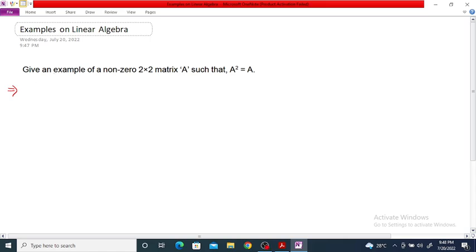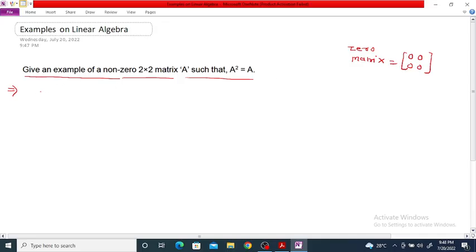Examples on linear algebra. First example: give an example of a non-zero 2 by 2 matrix A such that A square is equal to A. So what is meant by a zero matrix? A zero matrix means all the entries of the given matrix are equal to 0. For example, 0 0 0 0, this is a zero matrix. If any one of these entries is non-zero, then it is called a non-zero matrix.